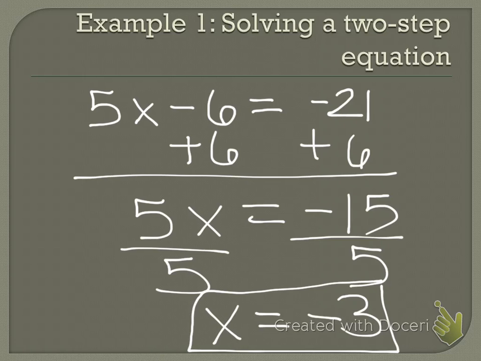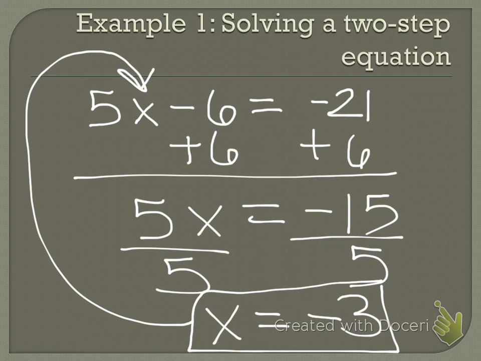Now with two-step equations, I check it the exact same way that I checked one-step equations. Okay? So I can plug negative 3 back into the original equation, and 5 times negative 3 is negative 15, and negative 15 minus 6 is negative 21. All right, so it checks out. So that's how I still check it the exact same way, by plugging what I think my solution is back into the original equation. All right, so that's how I solve whenever I have the inverse of multiplication.